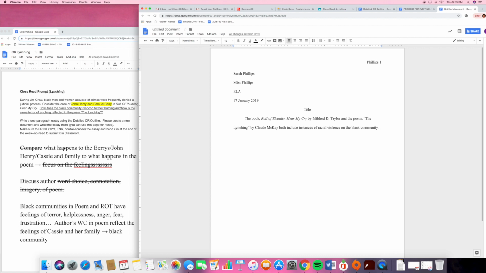I didn't obviously address all the other stuff in here, like feelings and word choice and whatnot, but I set up the comparing. Ooh, so good. Both include instances of racial violence on the Black community. Now I'm going to mention word choice and feelings. Okay, the word choice, literary devices, and imagery McKay uses all reflect, the feelings felt, I don't really like this sentence, but I'm going to come back to it later. I'm just going to write and not care, okay? Feelings felt by Cassie and her family and friends during the Jim Crow era. So far, so good?